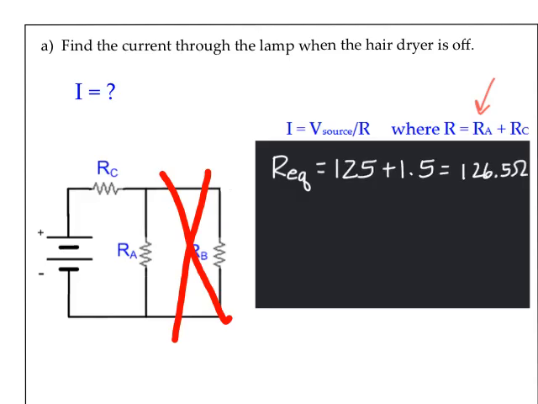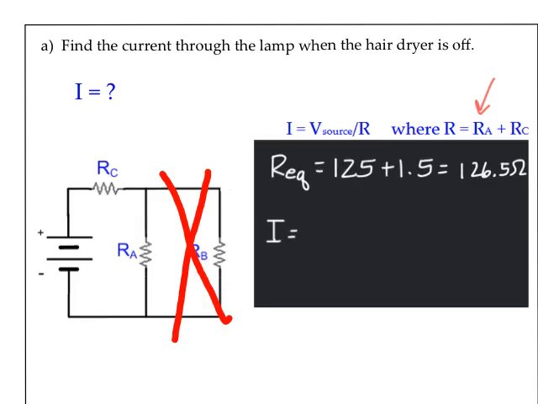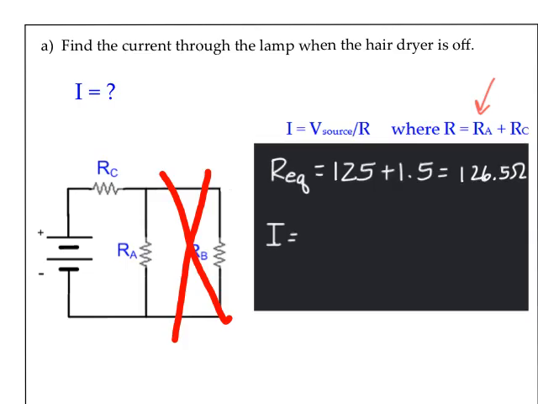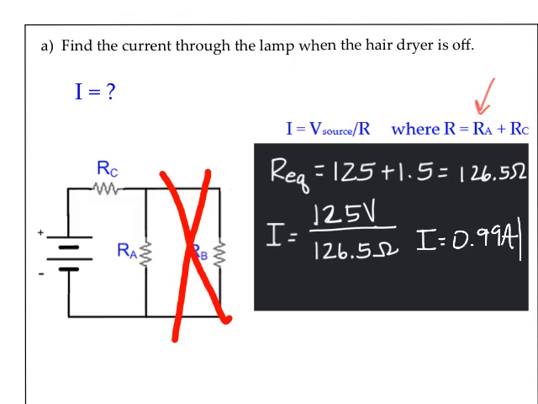And now I can apply Ohm's law and find my current to be the voltage of the source, which was given originally in the problem as 125 volts, and then I'm going to divide by the equivalent resistance that we found by adding those two together in series. And we see that our current is slightly less than 1, so we're going to have 0.99 amps of current. So this is when the hairdryer is off.